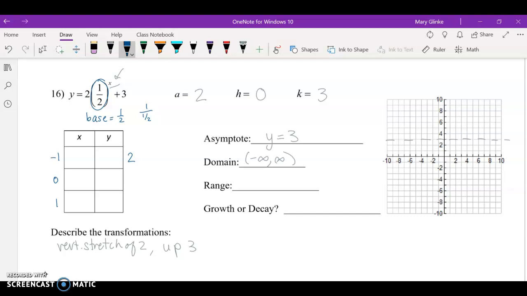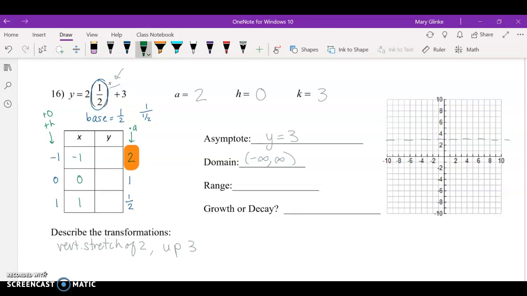So the first one is 1 over our base, the next one is 1, and the last one is whatever the base is. So if your base is a fraction, when you do the first one, it's always going to be the flip of that, the reciprocal. For my x values, I'm going to add h, which in this case is going to be adding 0. So it's going to remain -1, 0, and 1.